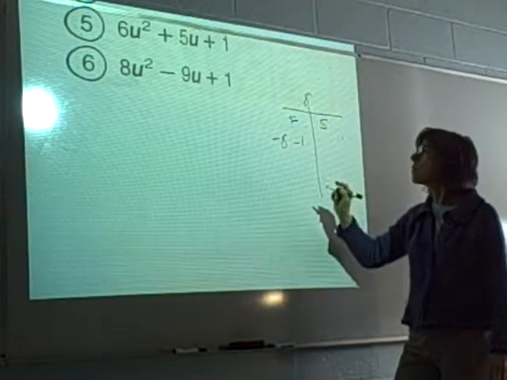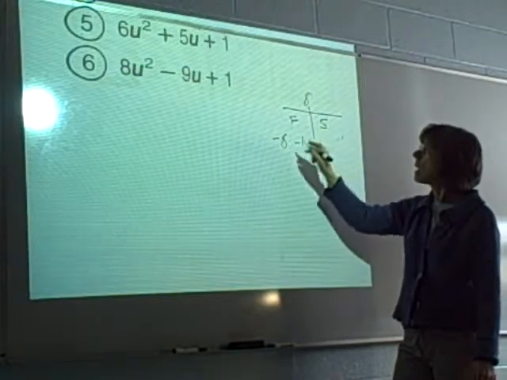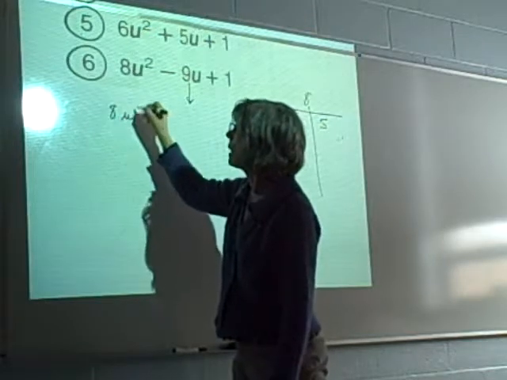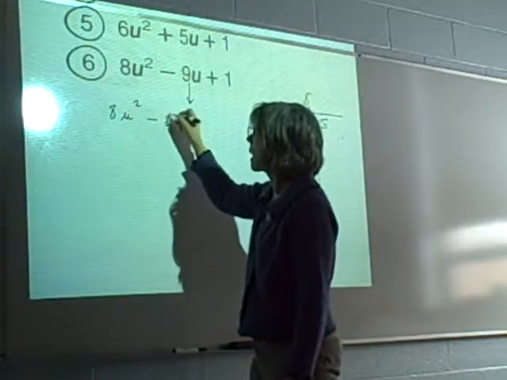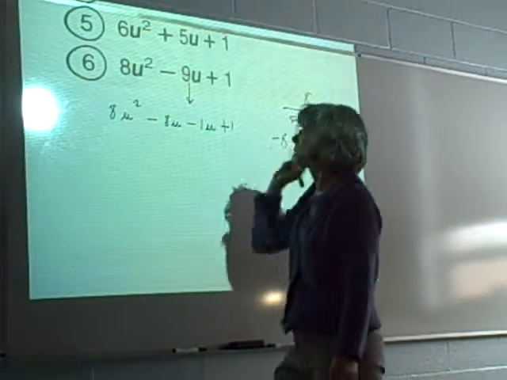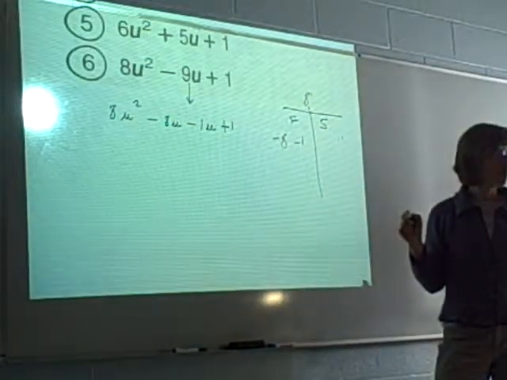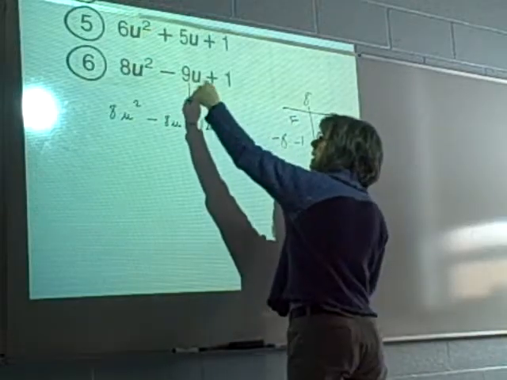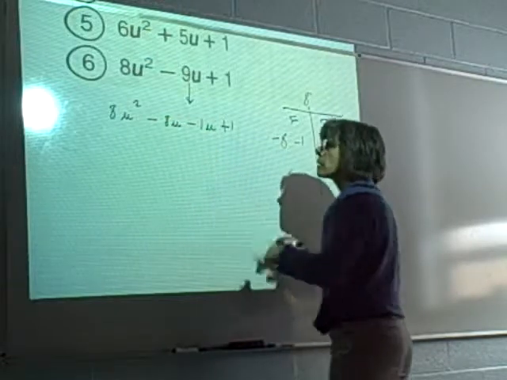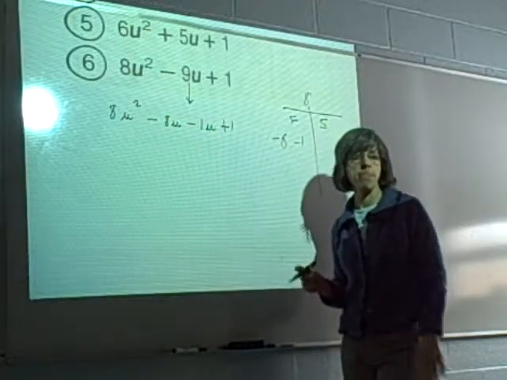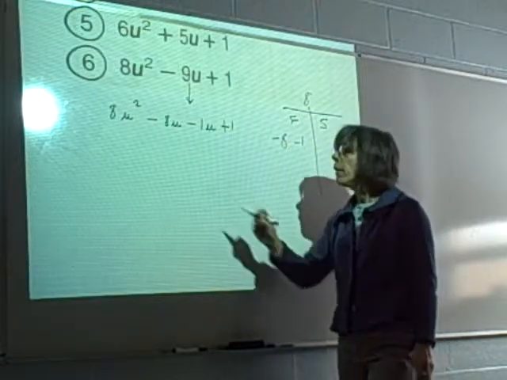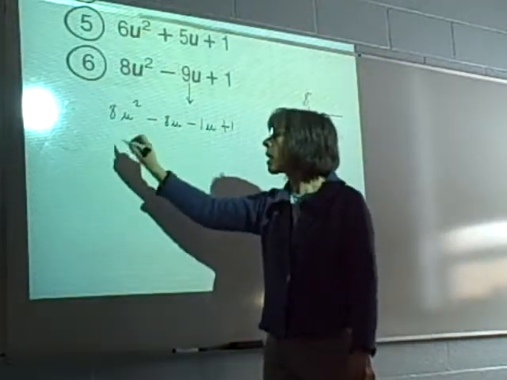Okay, so in this case I'm going to rename this, so I have 8u squared minus 8u minus 1u plus 1, right? All I did was rename a negative 9u. Does it matter if you had said 8u squared minus 1u minus 8u plus 1? No. Okay, so what's the next step?